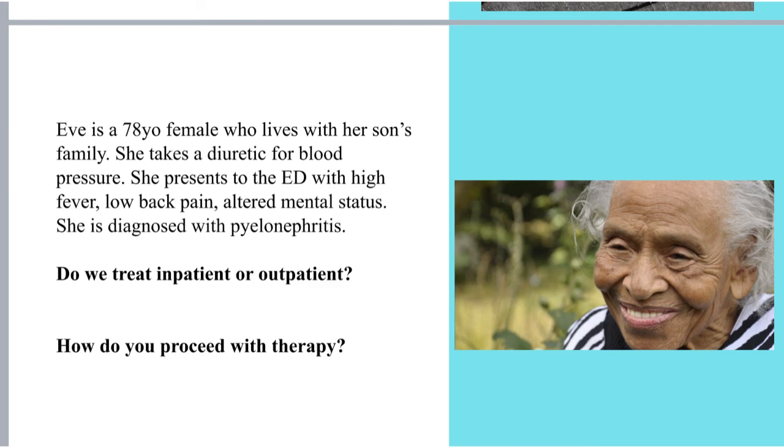Complicated UTIs can be treated on an outpatient basis. A lot of that depends on whether the patient can manage therapy alone and if they're only moderately ill. In the case of our Eve, she is a 78-year-old woman. She lives with her family, and so she may have some difficulty taking care of herself. And just because she has a high-grade fever, that altered mental status is troubling to me. I think in her case, we would definitely admit her for some IV antibiotic therapy.